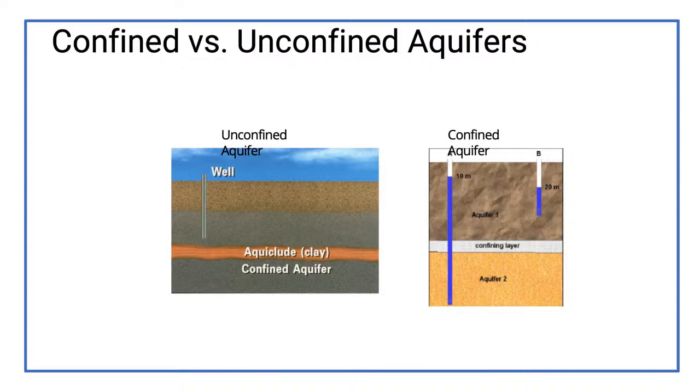So if we look off to the right here in our confined aquifer diagram, you got a couple wells here. That upper well, aquifer 1, is an unconfined, and you can see where the water level is.